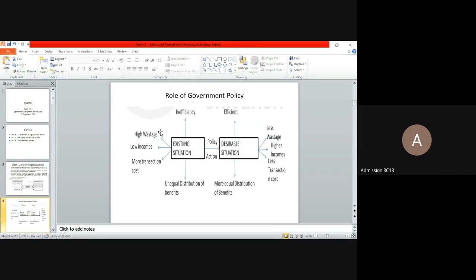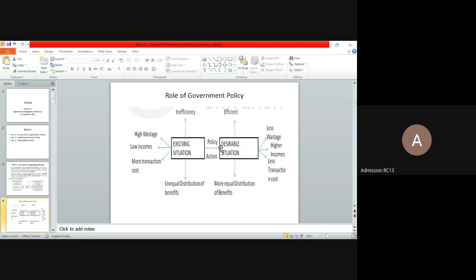When you are purchasing again and again, the expenses are high. When the expenses are high, obviously whatever you have earned will reduce into low income, and more transaction cost will be incurred in dealing with all these things. As I said, more and more has to be purchased, so transaction cost will be high. So these are all the drawbacks when you don't have government policies on track.